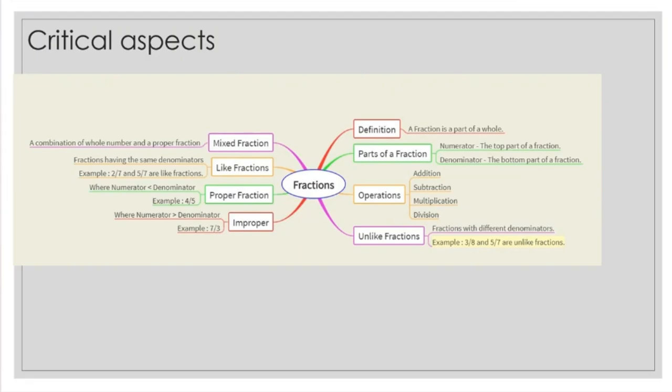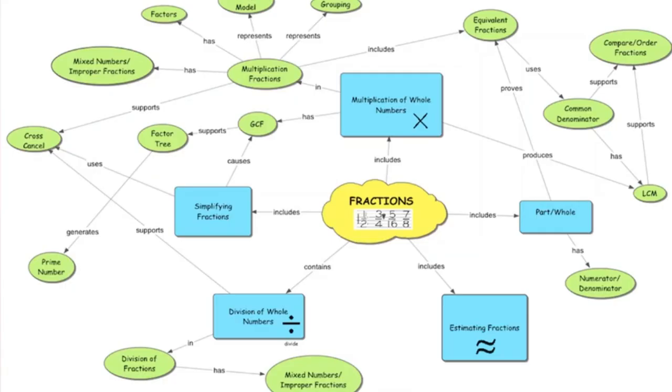Okay, so here's another example of a mind map. I also got this from Google. It just gives you a mapping. What is this family of fractions? What does it look like? What are the things that are unique about this one?